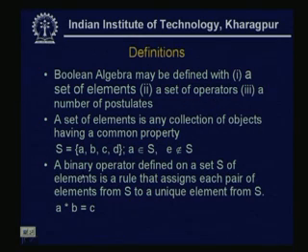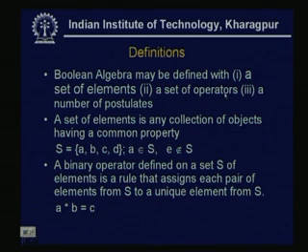A set of operators. Now, a binary operator defined on a set S of elements is a rule that assigns each pair of elements from S to a unique element from S. That means A, B are two elements in the set S. If we take A and B, and an operator star, then A star B, if we compute, we get an element C, which is again an element in S. Then this star is defined as an operator on S. Now, a set of such operators defined on S is what we take as the set of operators, and third is the number of postulates.